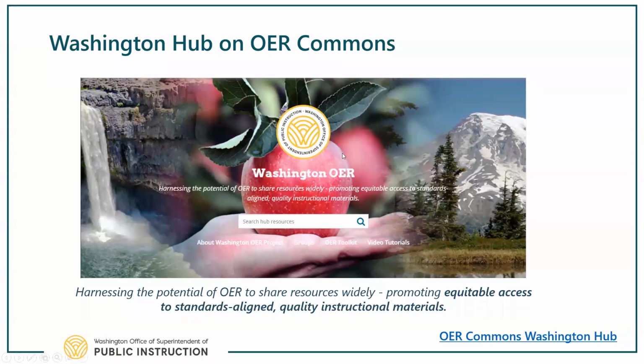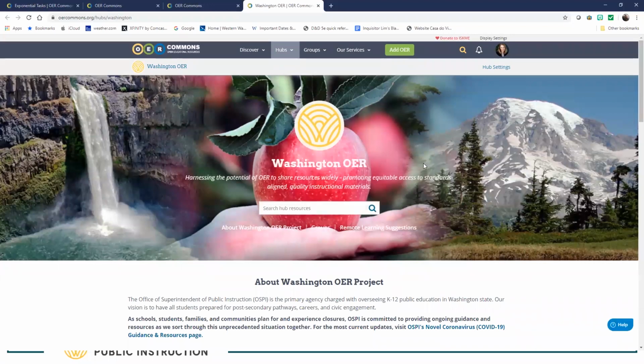And our goal really is to provide equity of access to quality instructional materials, no matter what zip code you happen to live in. I'm going to jump to the Washington Hub. You can get there in a number of ways. The easiest for our purposes today, if you're following along, is just to type in OERCommons, one word, .org/hubs/Washington. And you'll arrive at our little home within the larger OER Commons universe.